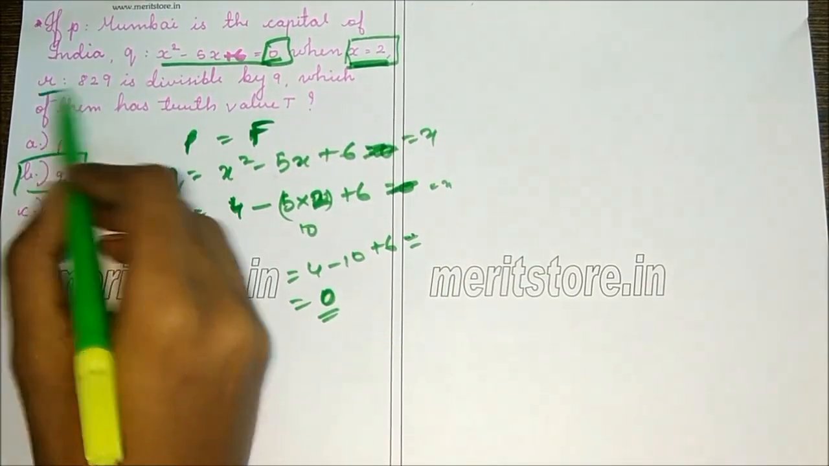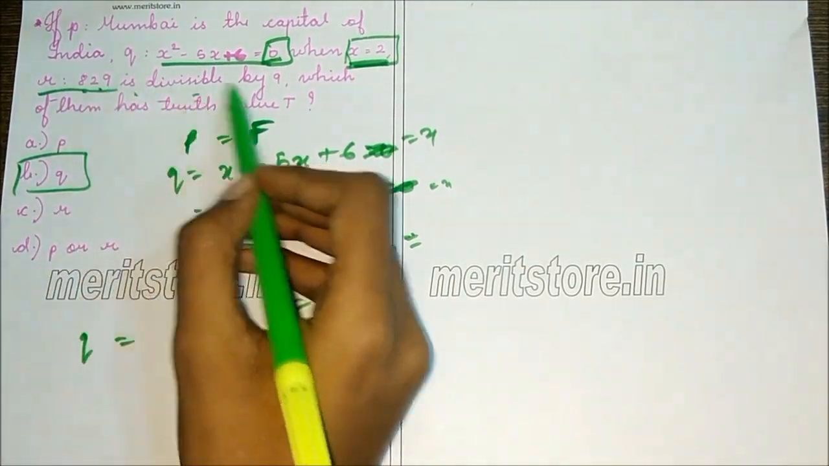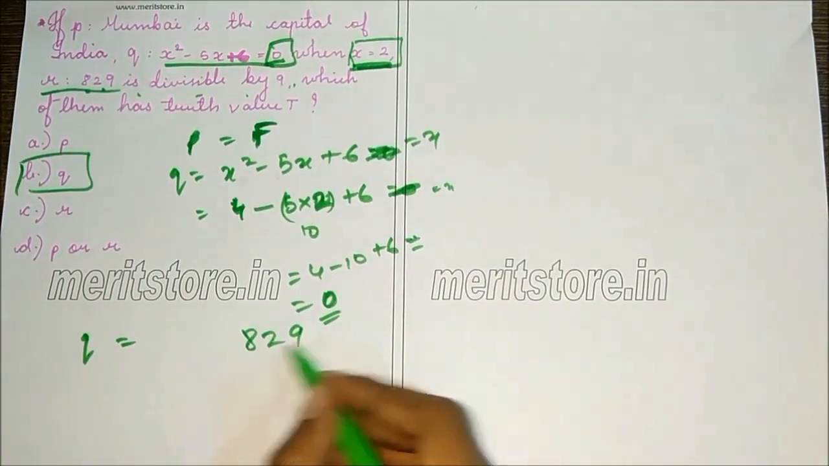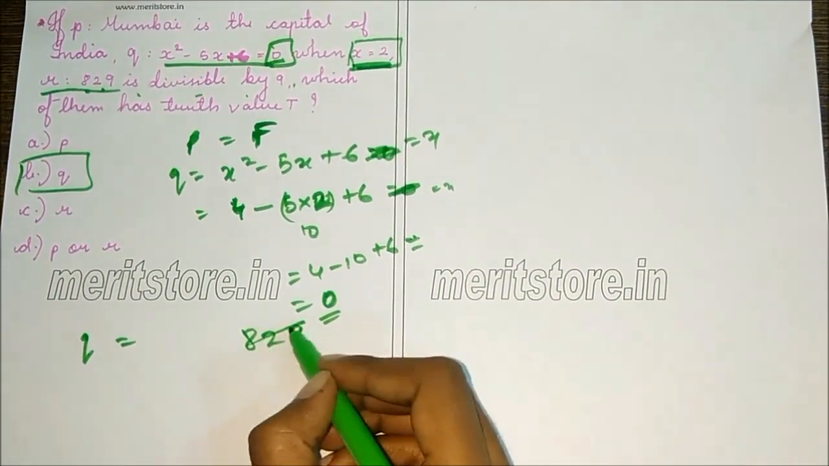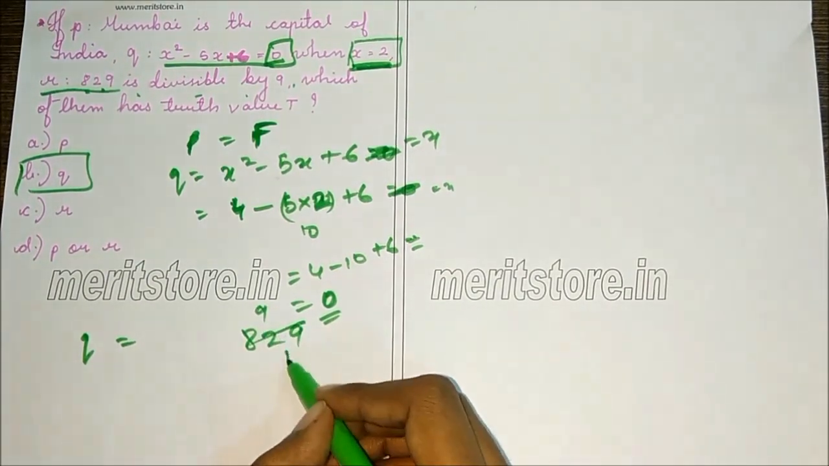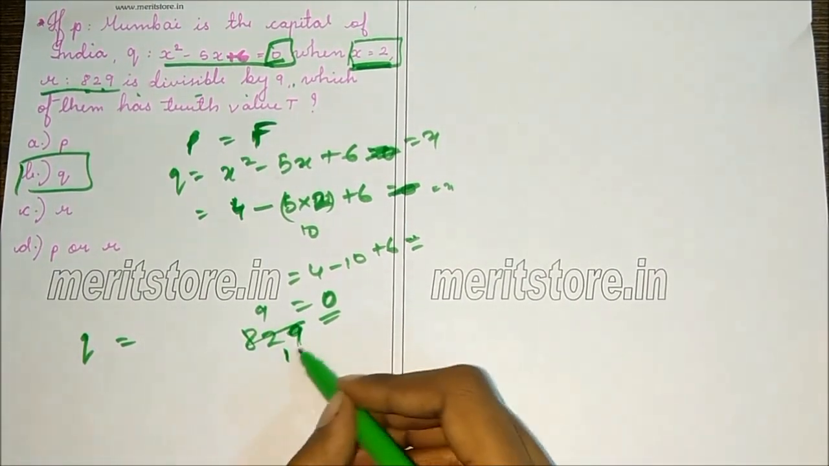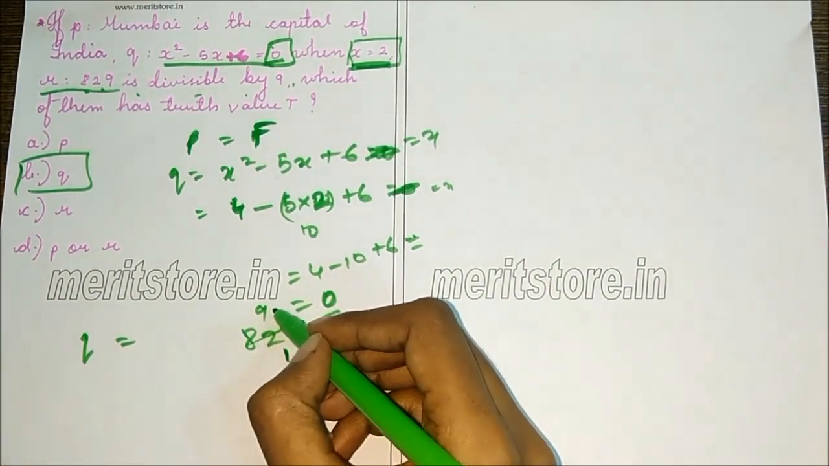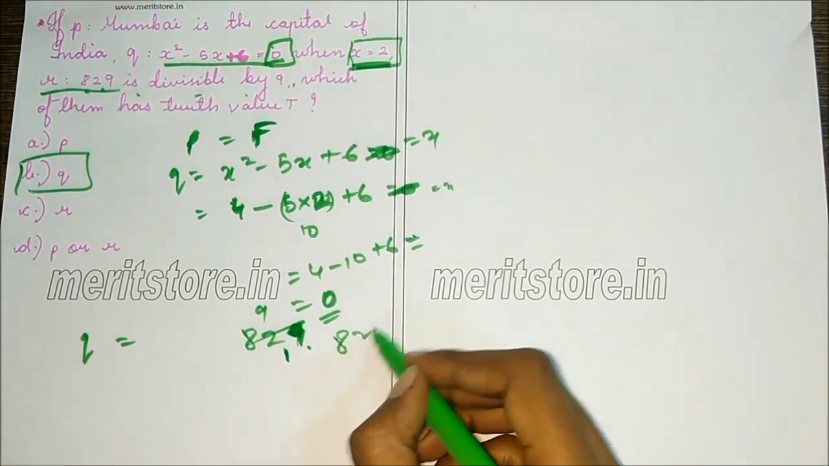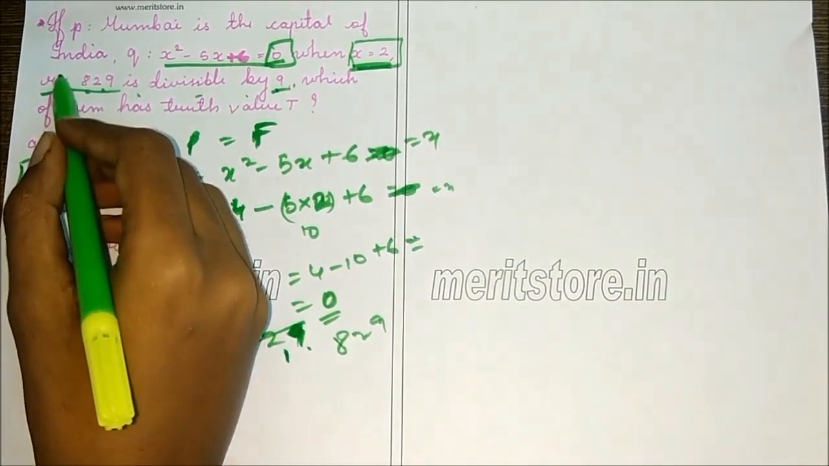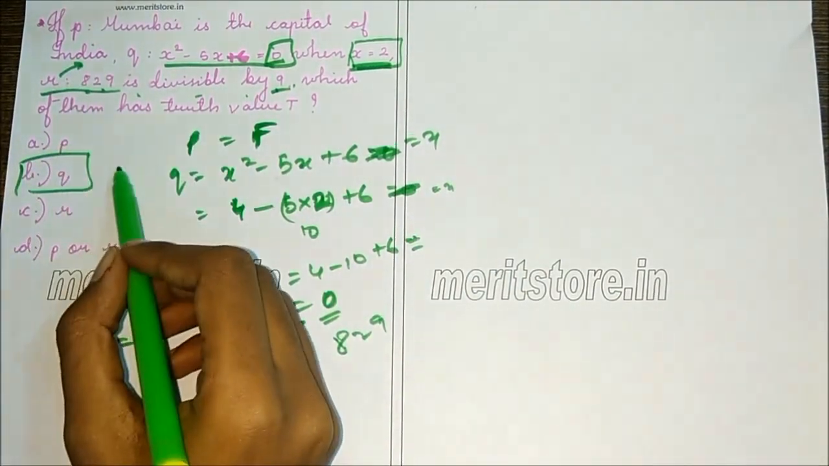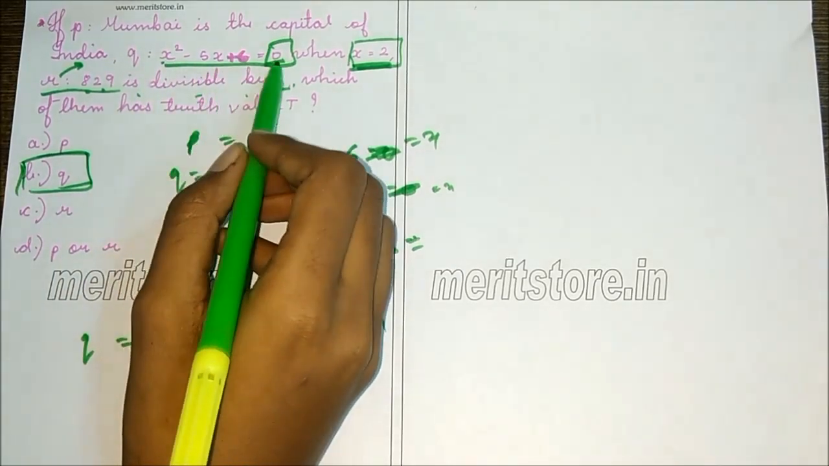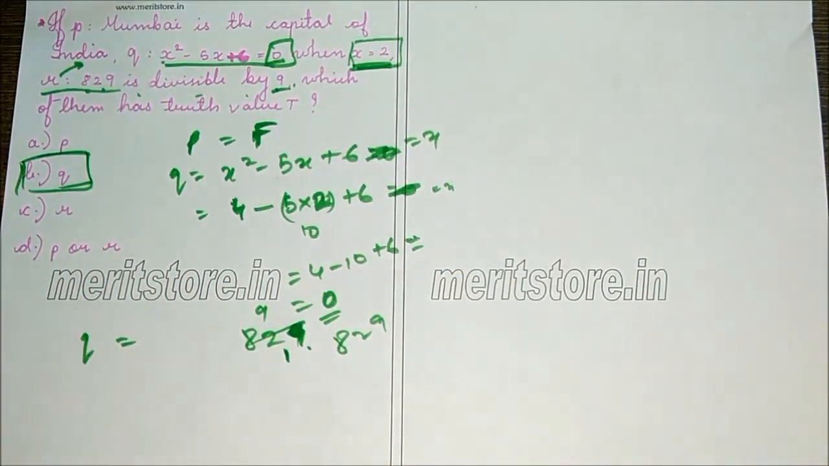Let's also check R. 829 is divisible by 9. So let's divide by standard procedure. 82 divided by 9 is 9, 9 into 9 is 81, 1 is carried forward. So now the remainder is 19, but the multiple of 9 is 18. So 829 is not divisible by 9. So R is false. So the only statement which holds true is B, Q, that is x square minus 5x plus 6 equals 0 when x equals 2.